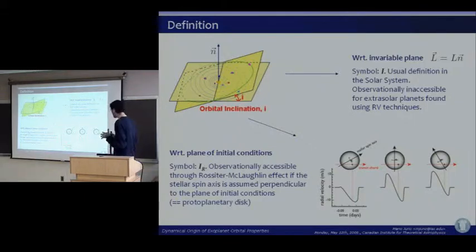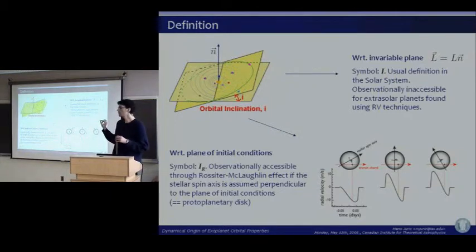Now, the way inclinations are usually defined, for example, in the solar system is you define them with respect to the invariable plane, or you measure mutual inclinations between the planets. Now, this is something you still cannot do with exosolar planets because we don't know what the angle of their orbits is on the sky, nor can we even define the invariable plane because we don't know what all planets are there in a given exosolar planetary system. What's better to do for the purposes of comparison with observations is look at the inclinations with respect to the plane of initial conditions, because you can.